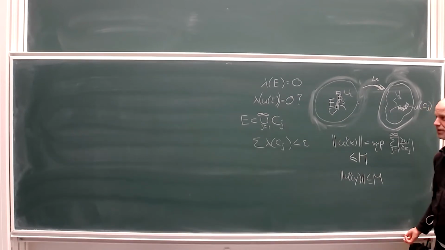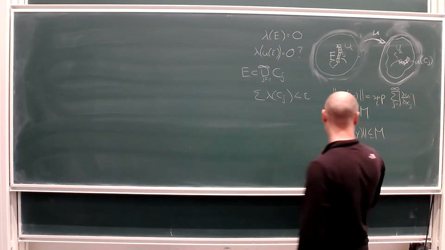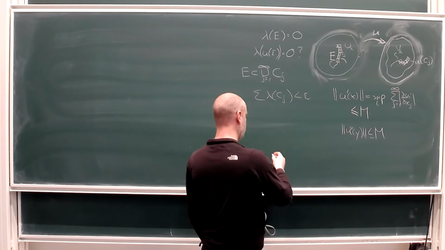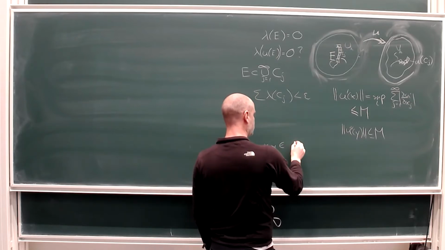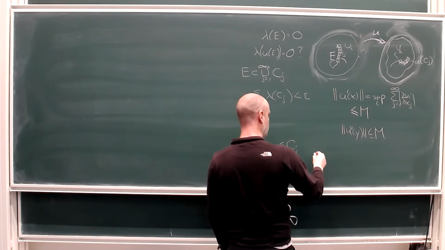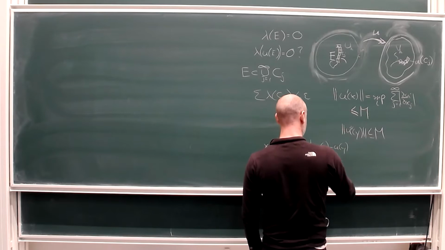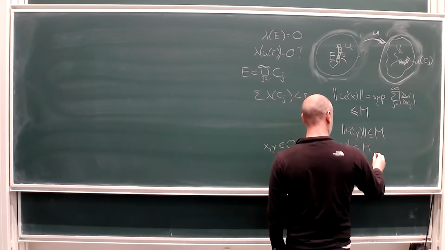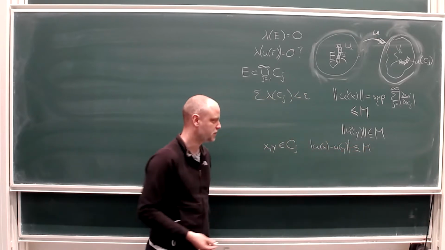And now you remember what I proved last time, that if we have a bound like this, then if I take an x and y inside one of the C_j's, then U of x minus U of y is less than or equal to M times the side length of the C_j's, right?